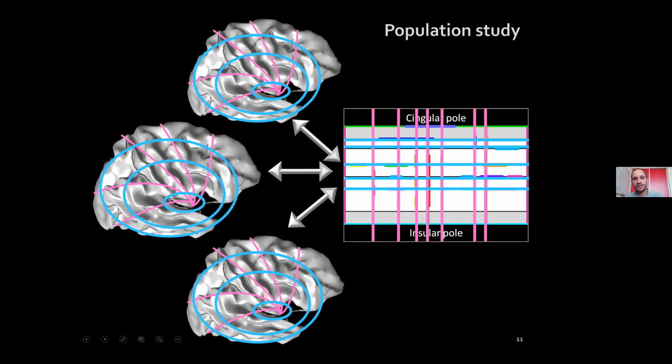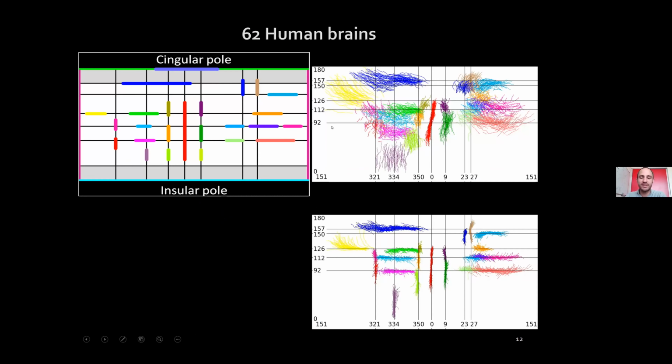So let's see that in practice. We have 62 human brains. Here is the first step. We flatten the brains. Then we align the folds. And then if I pick a point here, it will be between the central sulcus and the post-central sulcus for every brain. So actually, we will have defined correspondences across brains.